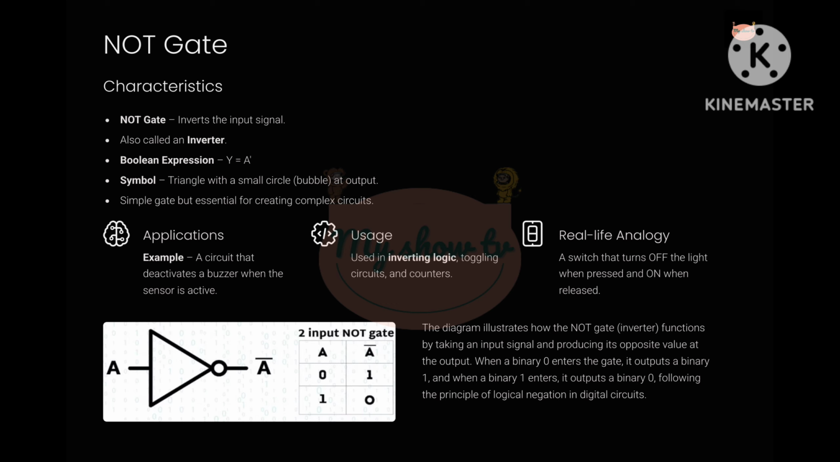2. Boolean expression, y equals a bar. 3. Example, a warning light that turns on when the fuel level is not okay. Significance, NOT gates are used for inversion operations, like reversing a logic signal, useful in alarms and feedback loops.